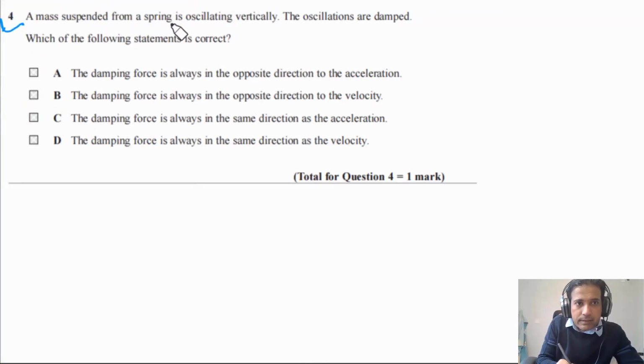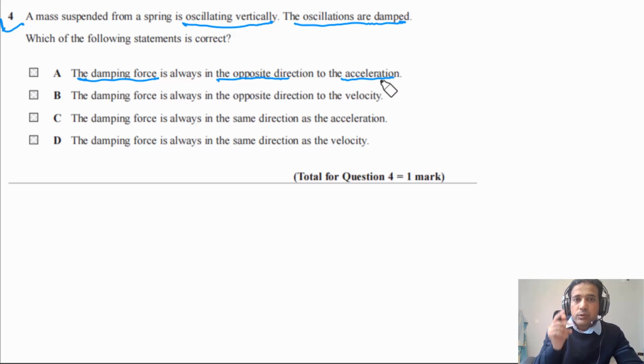Question 4 says, a mass suspended from a spring is oscillating vertically. The oscillations are damped. Which of the following statements is correct? The damping force is always in the opposite direction to acceleration. This statement is not true because acceleration and resultant force are always in the same direction, but the damping force has to be opposite to the direction of motion, or you can say opposite to the direction of velocity. So this statement is incorrect.